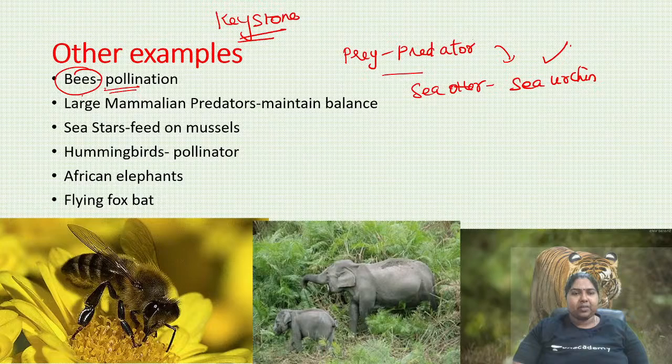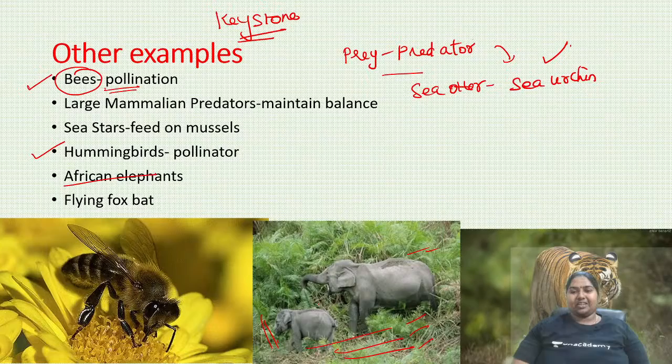Like how the bees are pollinating, the hummingbird is pollinating. And what do African elephants do? They are clearing the forest, isn't it? Whenever they clear the forest, it becomes very easy for other organisms to eat. So that also comes here. And the flying fox, the bat, is also helping in pollination. So these are the examples of keystone species.